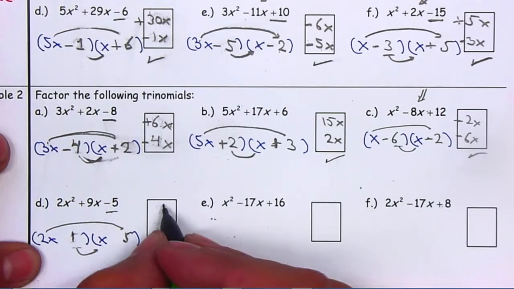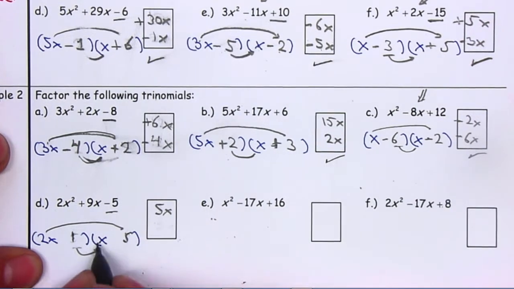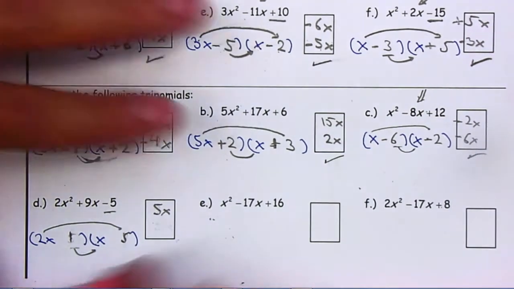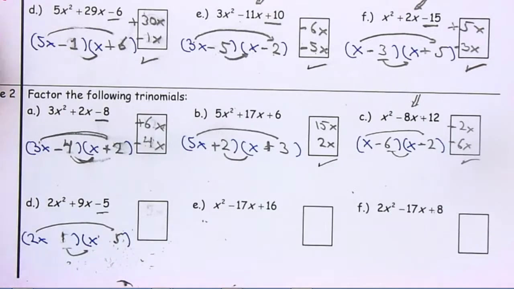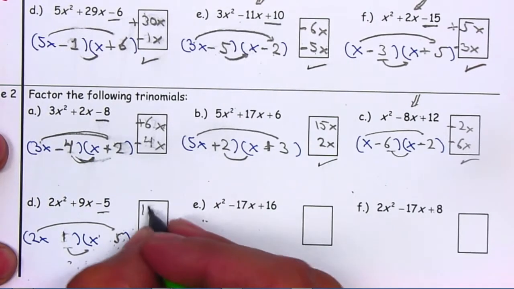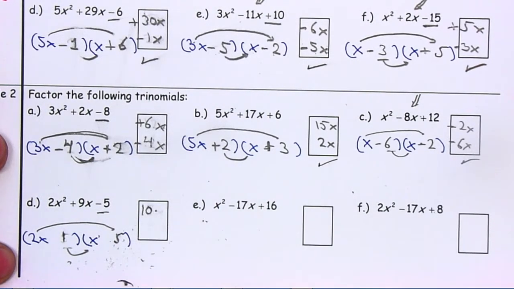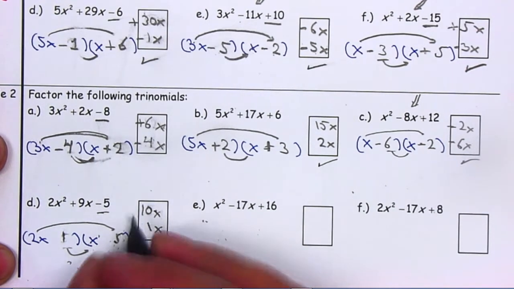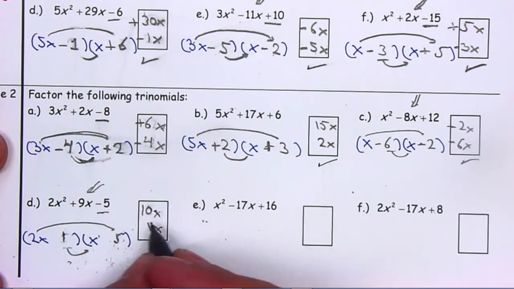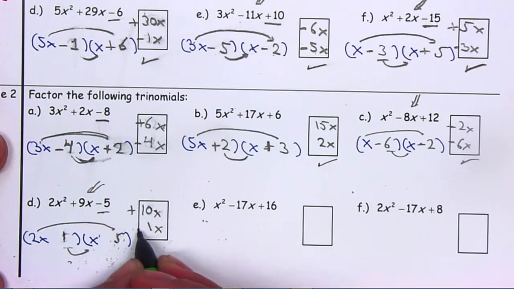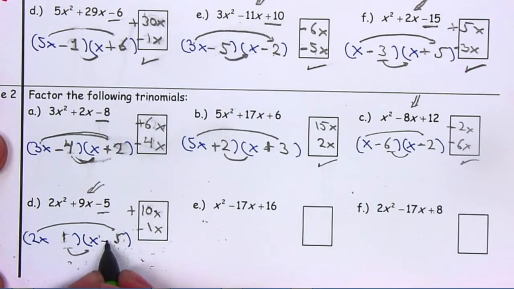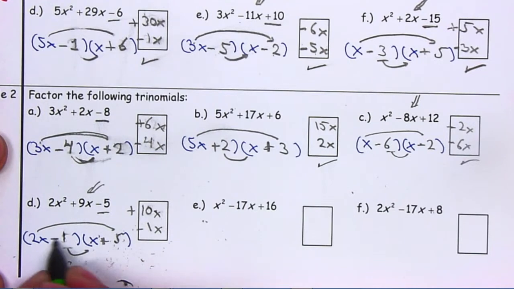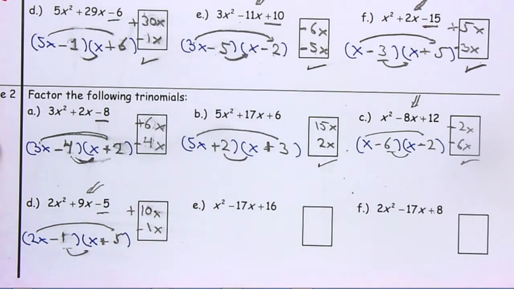2x times 5 will give me 10x. 1 times x will give me 1x. I need it to be positive 9, so when I subtract them, I'm going to make this a positive, that one a negative. So that'll be a positive. This will have to be a negative. Does that work? Yes.